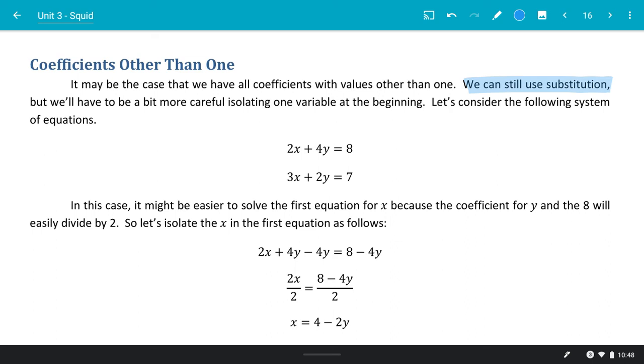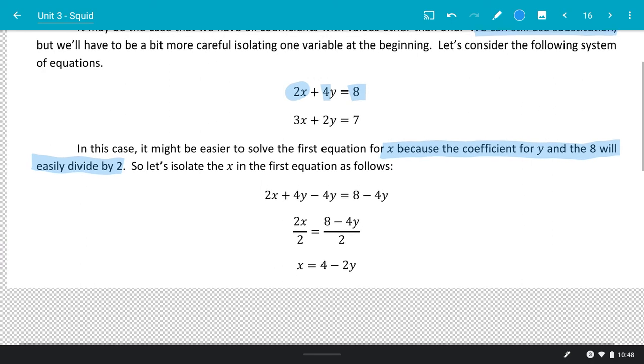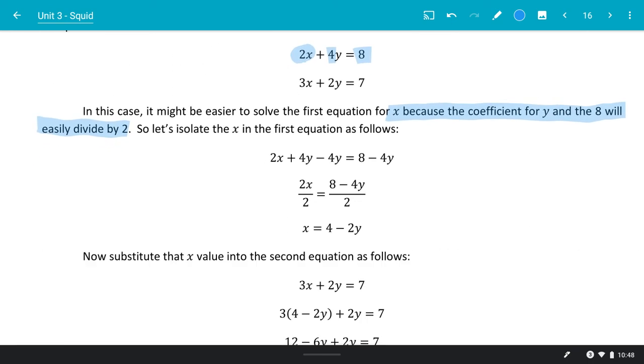In this case, it might be easier to solve the first equation for x, because the coefficients for y and 8 will be divided easily by 2. See, this x, because 2 will go into 4 and 8. That's why we think that one would be a little bit easier. Remember how early in the year we talked about finding the appropriate inputs? Sometimes if you look ahead, you can see which way would be easier. So let's isolate the x in the first.